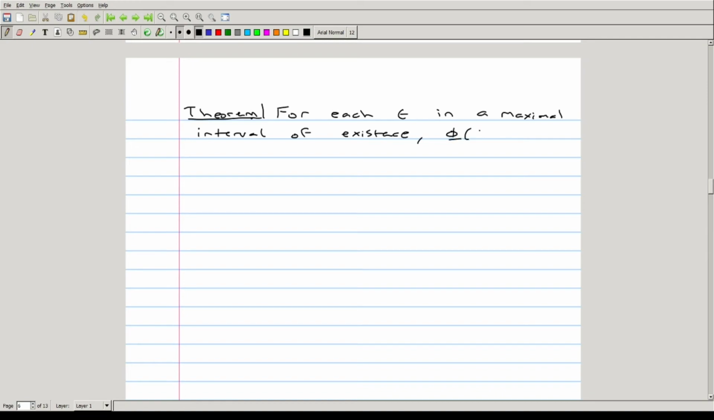the solution phi of t, passing through a point xi naught, and really we'll just say passing through a point xi, is continuous as a function of xi.